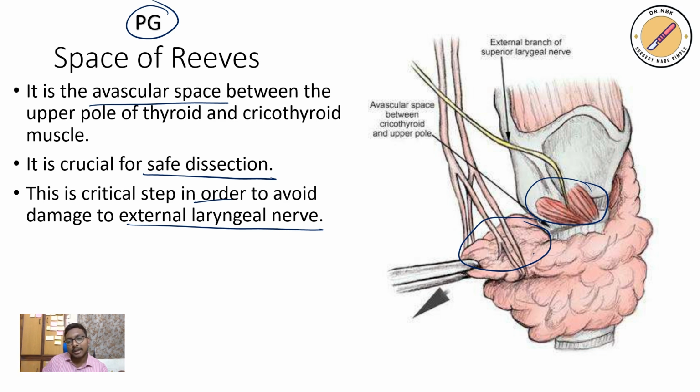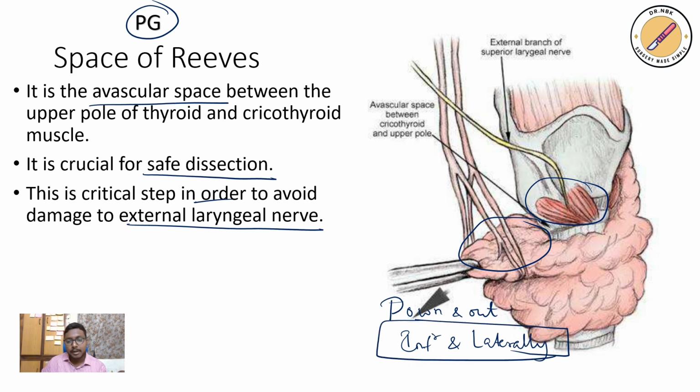Okay, so you can see here this superior pole of the thyroid lobe is pulled down and out, nothing but inferiorly and laterally. So this maneuver of pulling the superior pole of the thyroid gland gently down and out to expose, to look at the space of Reeves, this maneuver is called Nyhus maneuver. This is important for postgraduates. What is Nyhus maneuver? It is nothing but pulling the superior pole of the thyroid down and out to visualize the space of Reeves.